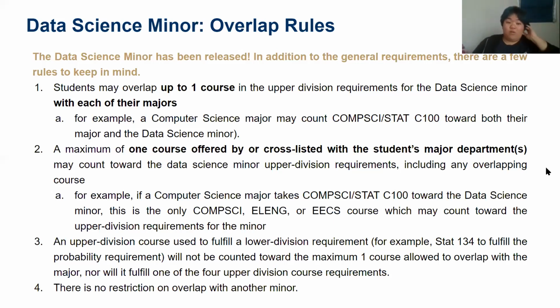Now the data science minor overlap rules. You can overlap only 1 course in your upper division requirements for the data science major for each of your majors. Only a maximum of 1 course offered by or cross-listed with a major department may count towards the data science minor upper division or any overlapping course. Any upper division course used to fulfill a lower division requirement, for example, Stat 134 to fulfill a probability requirement, will not be counted towards the maximum one course allowed to overlap the major, nor will it fulfill one of the 4 upper division course requirements, and there's no restriction on overlap with any other minor.